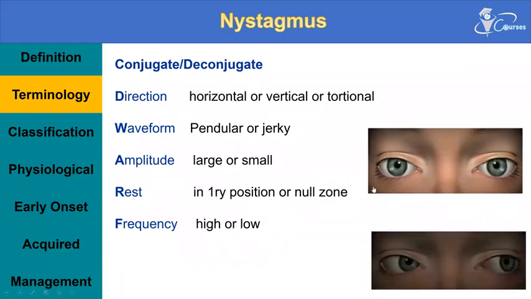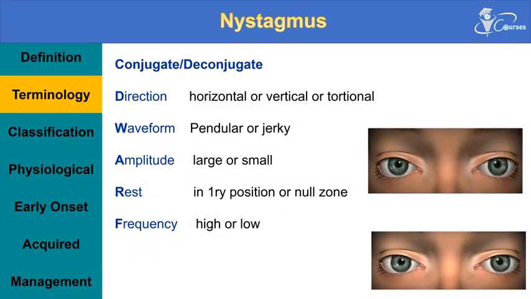Amplitude can be large. So in the eye, this is a small amplitude. You can see that the eyes vibrate in position and don't move much. This is a low amplitude. It is how much oscillation, or how much the eye moves in each oscillation. Is it a large space or a small space? So this is a small amplitude, and this is a larger amplitude.